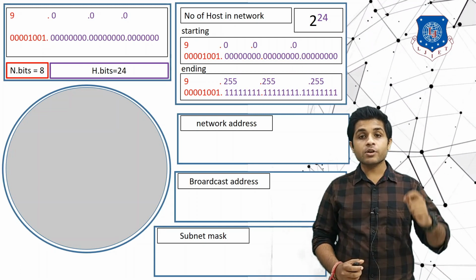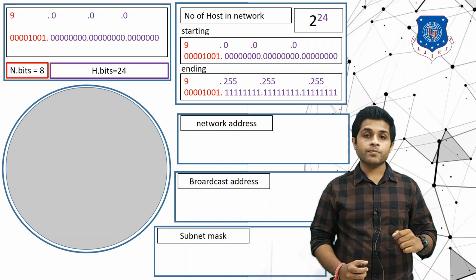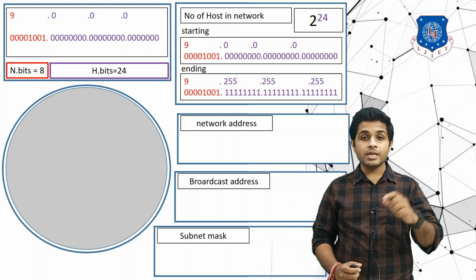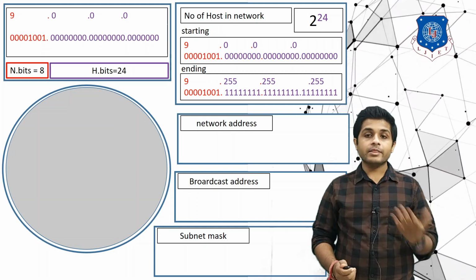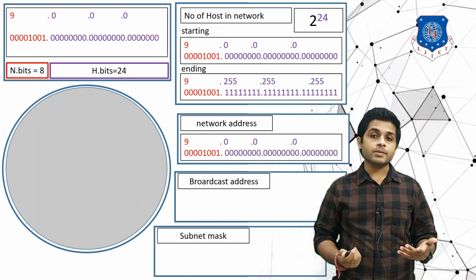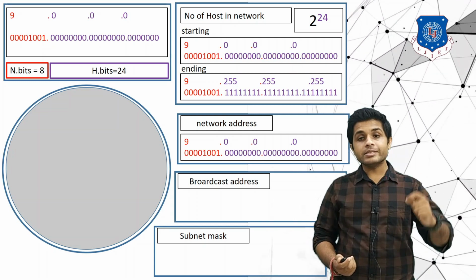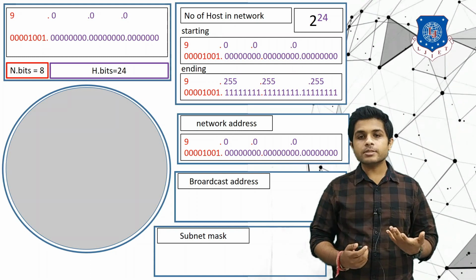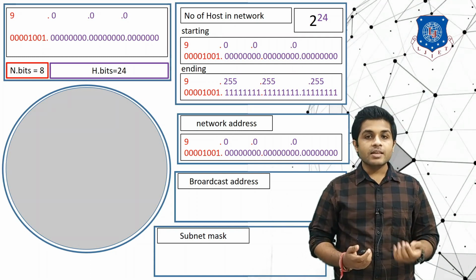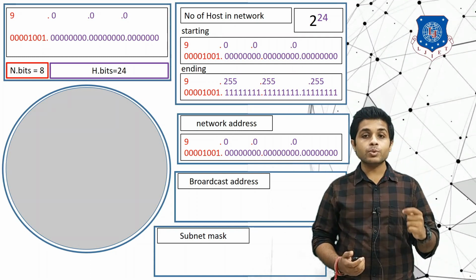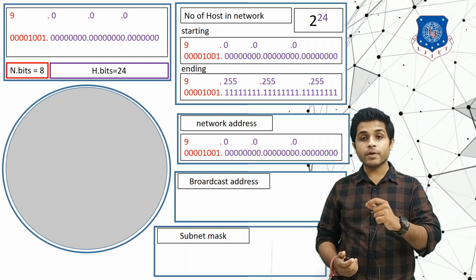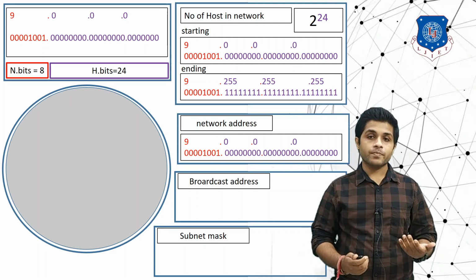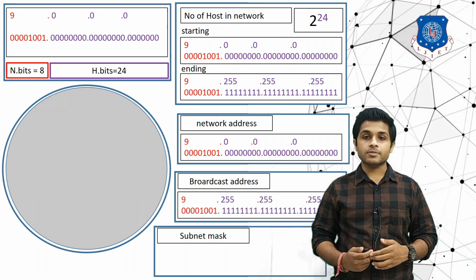In any network, the first and the last address is never allocated to any device, because the first address in the network represents the whole network. So 9.0.0.0 is the IP address that represents the whole network, and that is why it is known as the network address. The last address in the network is known as the broadcast address. What is the meaning of broadcast address? Any message sent to 9.255.255.255 will be received by all the devices in that network. So it is the broadcast address.